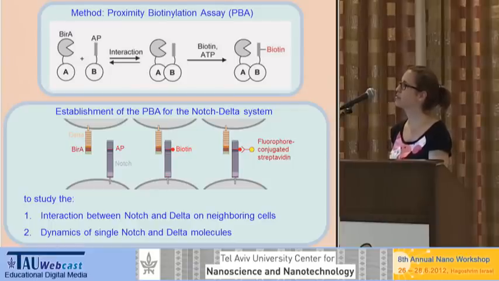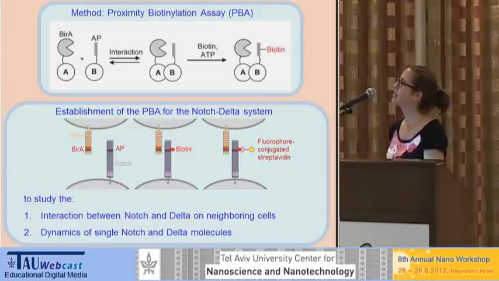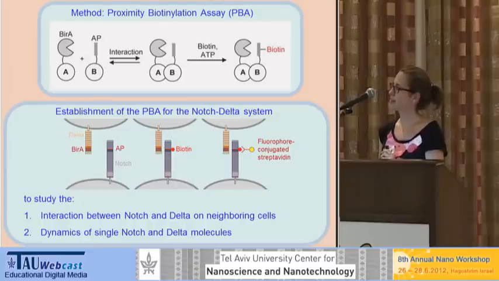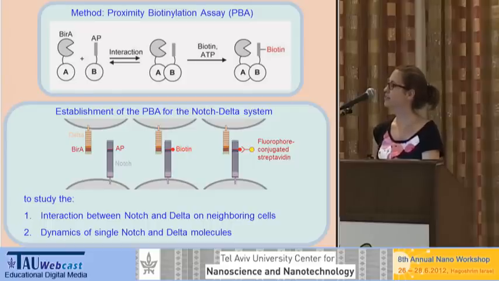And to the other protein, you fuse a short acceptor peptide, AP. And when the proteins are in close proximity and they are interacting, the BirA biotinylates the acceptor peptide, which can then be detected by a fluorophore-conjugated streptavidin. And I will establish this technique for the Notch Delta system. I will study two main things. First, the interaction between Notch and Delta on neighboring cells, which you can see here, and also the dynamics of single Notch and Delta molecules, the endocytosis, and why this technique is better compared to other protein-protein interaction methods, I will explain in my poster.